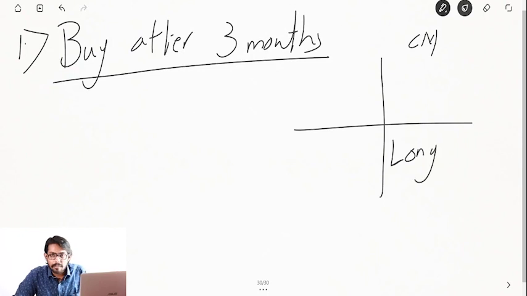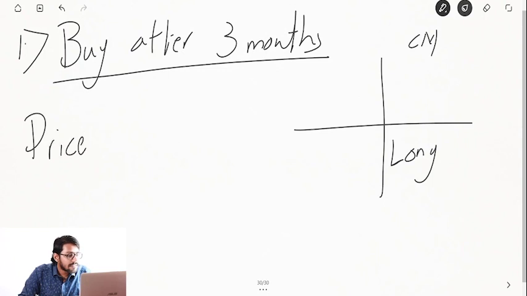After 3 months, you want to buy. Okay, guys, understand. If you want to buy after 3 months, what is your tension? What is your concern? Are you happy? Are you relaxed? No, you are tensed. What is your tension? Your tension is that the price will increase. So to reduce that tension, what are you going to do?